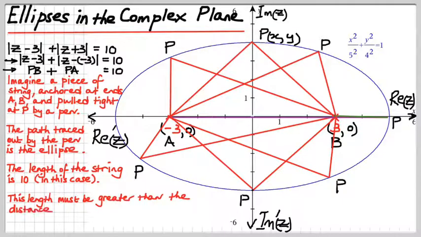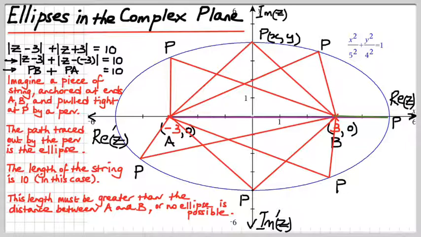That's what I'm saying in this sentence here, okay? That's the thing you've got to check first. Is the distance, is the length, is this number greater than the distance between A and B? And if it is, then you've got yourself an ellipse, okay?